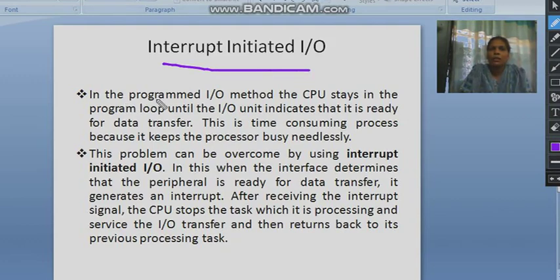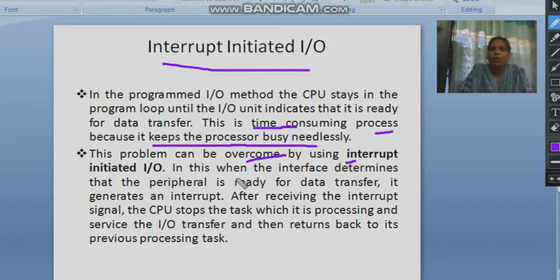In the programmed IO method, we have already seen the CPU stays in the program loop until the IO unit indicates that it is ready for data transfer. So a speed problem is there. This is a time consuming process because it keeps the processor busy needlessly. But in interrupt initiated IO, this problem can be overcome by using an interrupt.